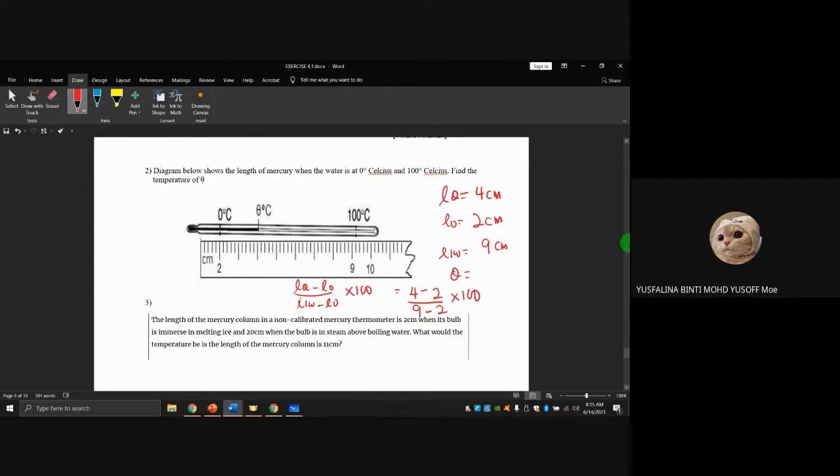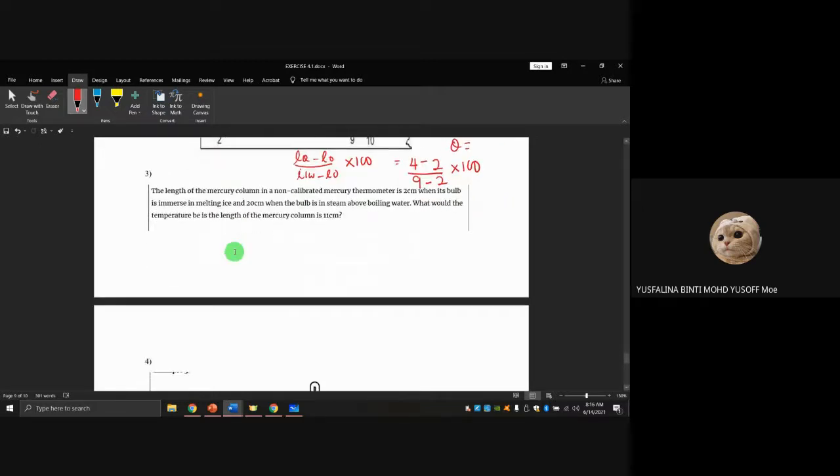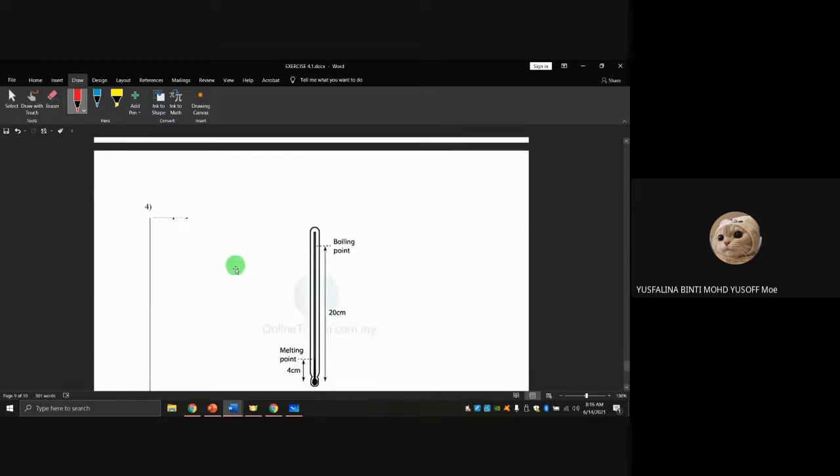28.57 degrees Celsius. Okay, take 2 or 1 decimal point. Okay, so can you understand for this part how you calculate the temperature for the uncalibrated thermometer? Right. Okay, so if you understand, can you try this one?